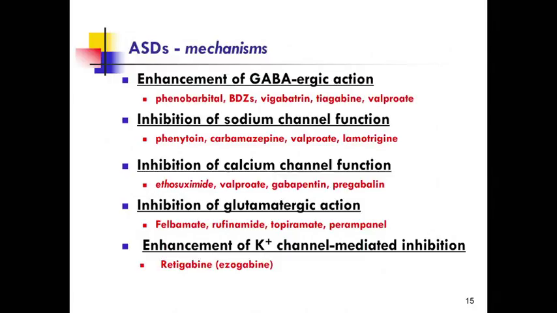Are you following? The absence seizure depends on the actions of T-type calcium ion channels. So all anti-absence agents are inhibitors of T-type calcium ion channels. That's the point I'm making. So ethosuximide and valproate have T-type calcium channel inhibitory property. That is why they are effective.